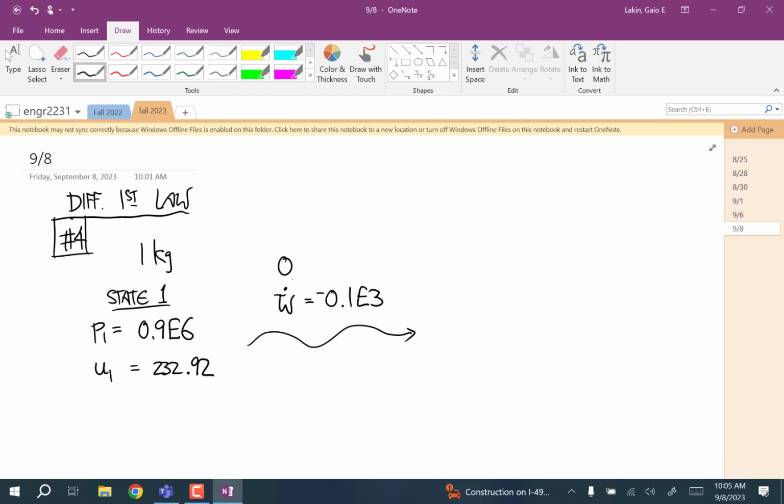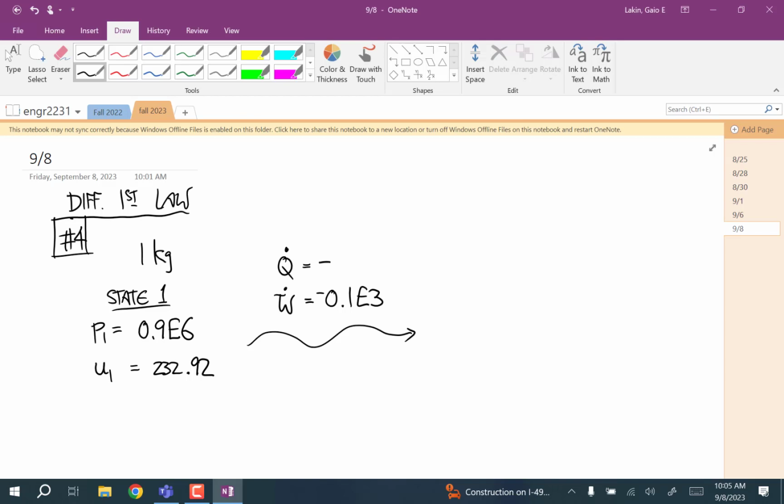Q dot. And this heat is transferred out of the system, it says. So is Q dot going to be positive or negative? Yeah, so Q dot is going to be negative.